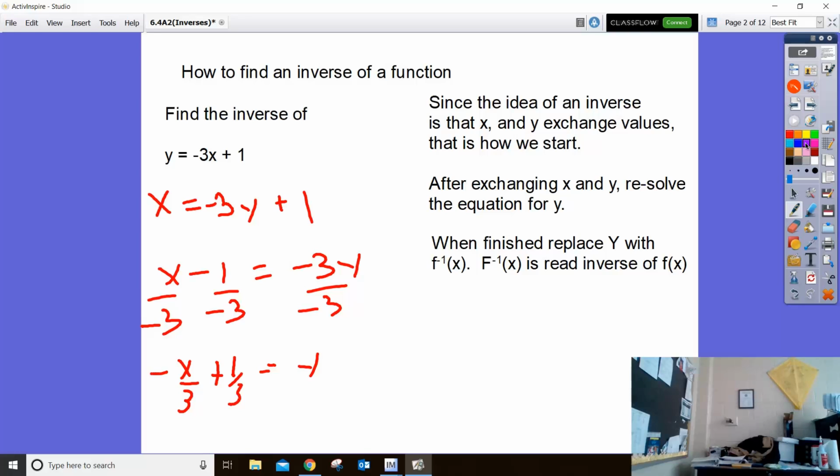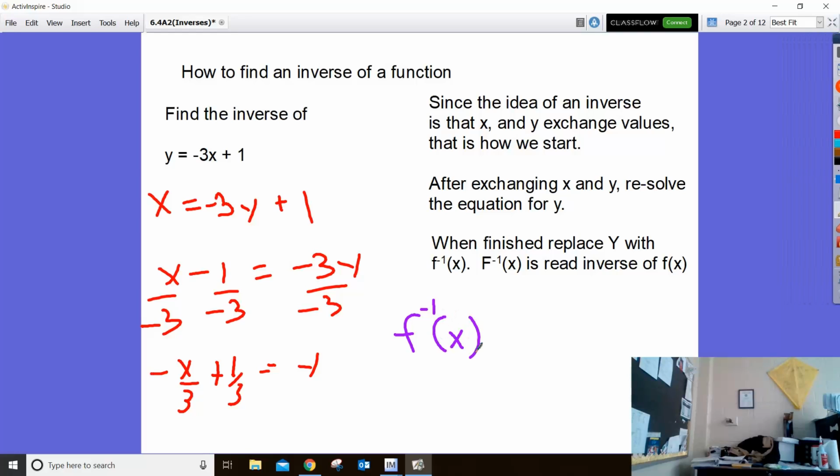Now, you're never going to see on your EOC or ACT where they say that's the inverse because it's not telling you it's the inverse. It just says y. You need to state it's the inverse. That's where that notation comes in. Replace y with f to the -1 of x, which is just a fancy way of saying inverse. It is -x over 3 plus 1/3.